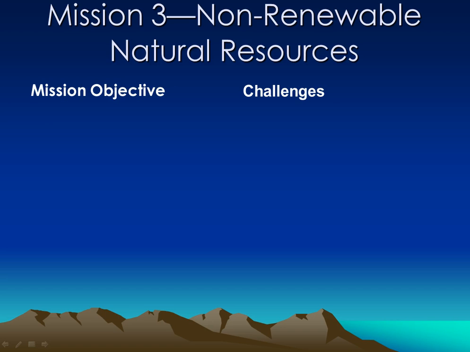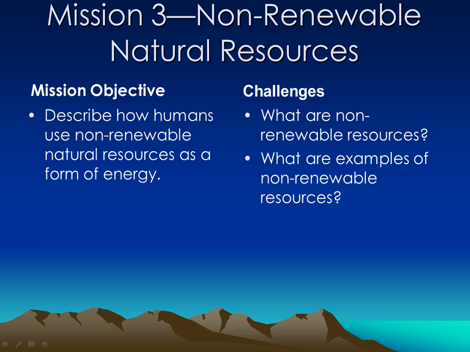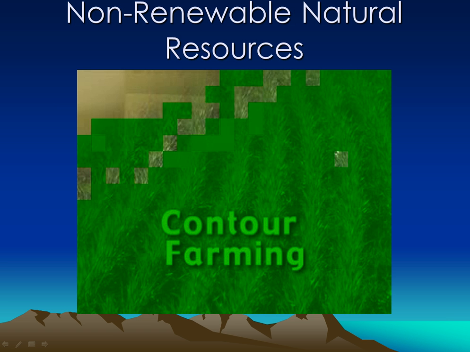Mission 3 of Level 3 will be on non-renewable natural resources. Our mission objective is to describe how humans use non-renewable natural resources as a form of energy. Our challenge questions are being able to define non-renewable resources by answering the question, what are non-renewable resources? And then also, what are some examples of non-renewable natural resources? We're going to begin, as we've done through every mission, by watching a video very briefly on non-renewable natural resources.